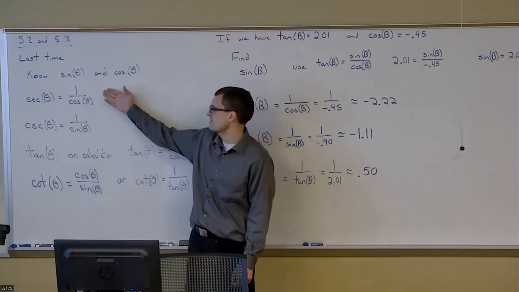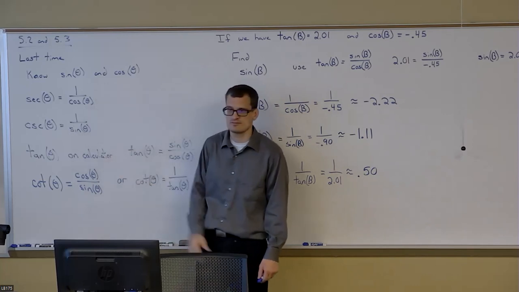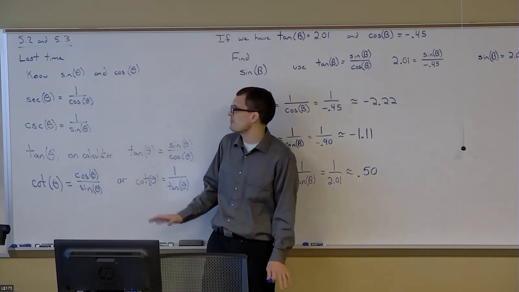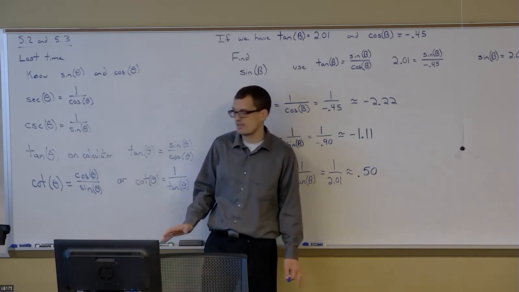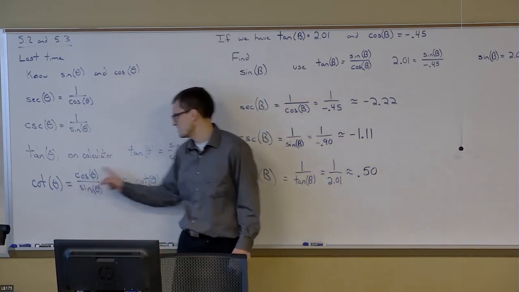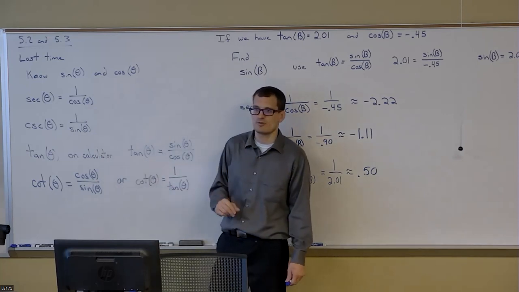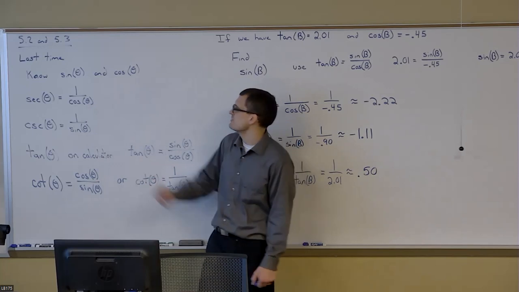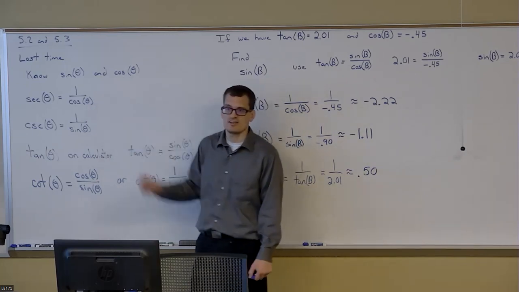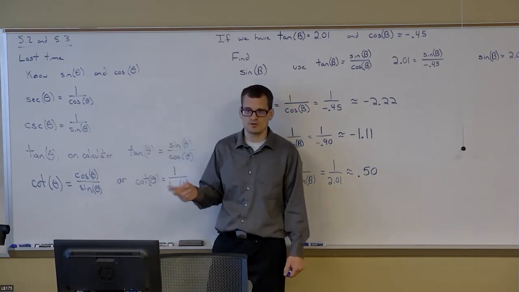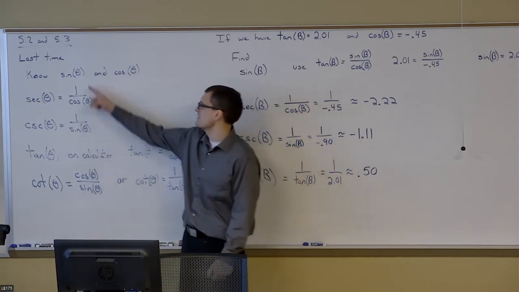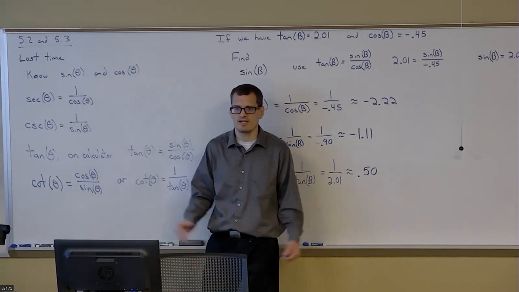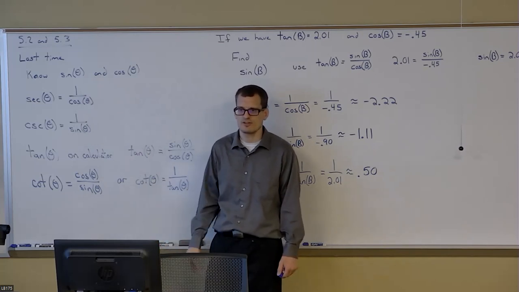If you have secant, you can find cosine, and then you guys get the idea. There are a couple of them that you can't do it with. If I just have a cotangent and a tangent, that doesn't work because they're reciprocals of each other. If I just have a cosine and a secant, that doesn't work because they're reciprocals of each other. And sine and cosecant, that doesn't work either.